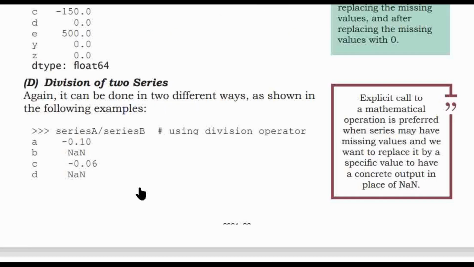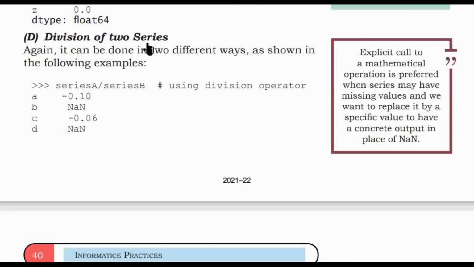Division of two series. Again, it can be done in two different ways as shown in the following example. Series A divided by series B using the division operator: minus 0.1, NaN, minus 0.06, NaN.